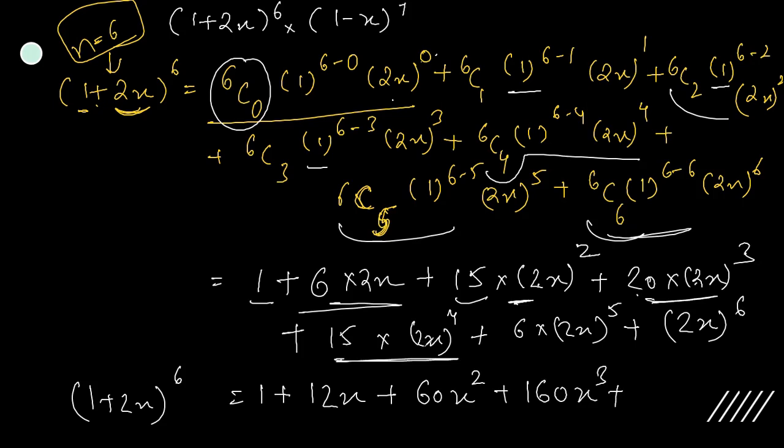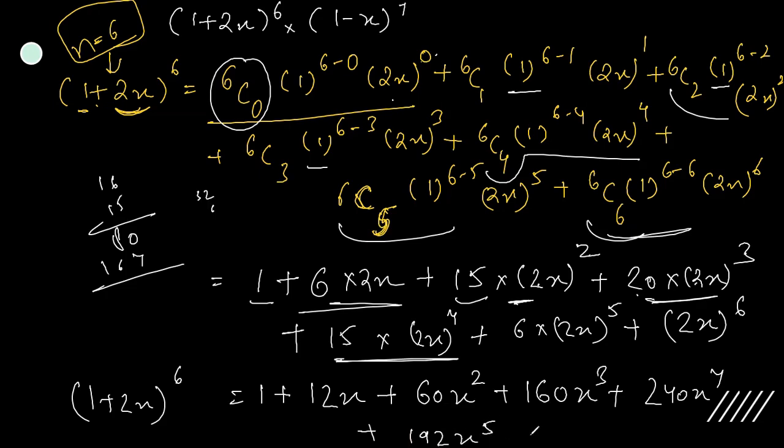Then 15 times 2 raised to the power 4, that is 16. So 16 times 15 is 240. Then 2 raised to the power 5 is 32, and 32 times 6 is 192, right? Then 2 raised to the power 6 is 32 times 2, that is 64, x raised to the power 6. So this is the final calculation of this expansion. Okay, now let's focus on the second expansion.